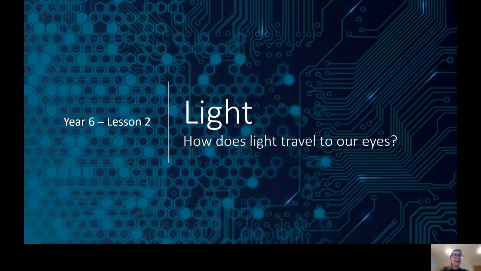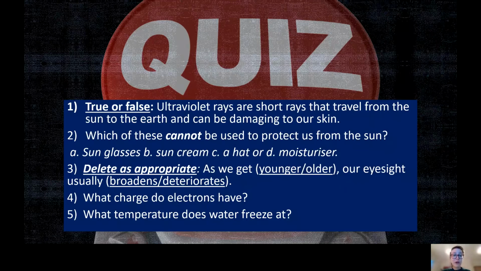This is our second lesson on light and today we're going to be learning how does light travel to our eyes. All right, before we get started with the lesson, let's do a review quiz. So please get your pen and paper out and write down your answers.